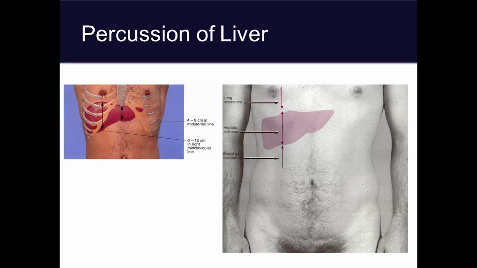When you're percussing the liver, you want to percuss in the midclavicular line. You want to start above on the chest wall, and you should really hear lung resonance until you hit the liver's top edge. You want to keep going down until you hear the tympany of bowel gas. A normal liver span in the midclavicular line is 6 to 12 centimeters.